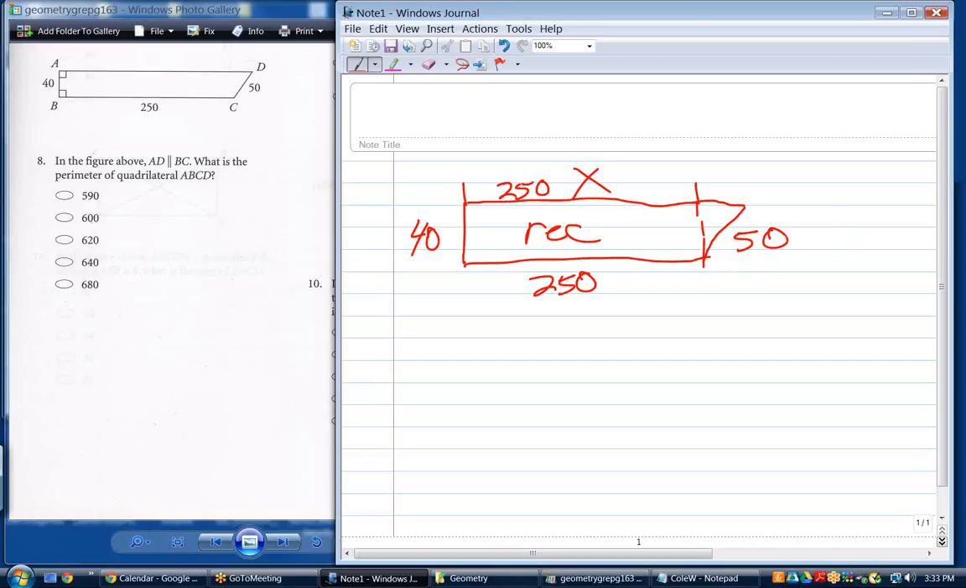So now let's examine this triangle over here. I also know that this height is 40 because it's a rectangle. And the only thing left to determine is this measurement right here. Let's call that A. Once we figure out A, that's the last thing to figure out.